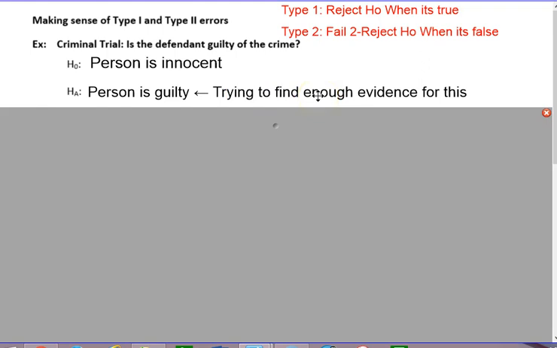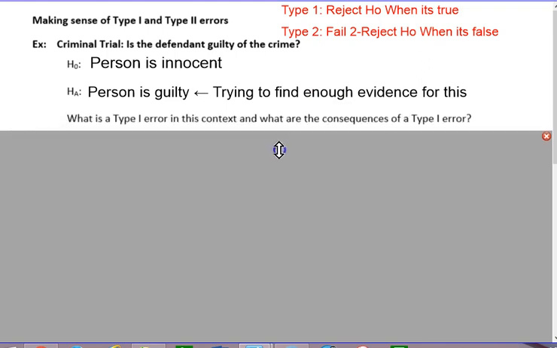If this person's on trial, they're trying to find evidence to prove they're guilty. Notice we can't find evidence of innocence. You can only find evidence of guilt. You're just assumed innocent unless we get enough evidence to prove you're guilty. So that's important to remember.